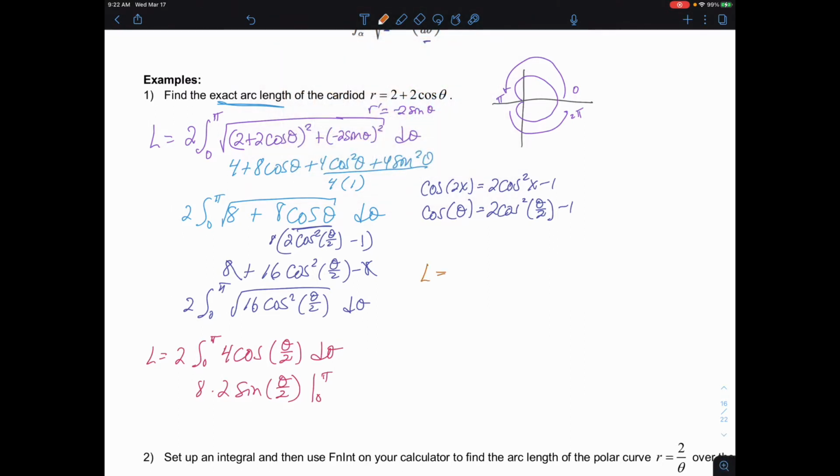So our arc length is equal to 16 times the sine of pi over 2 minus the sine of 0. So the sine of 0 is 0. The sine of pi over 2 is 1. So that's equal to 16. Well, that turned out to be a really nice arc length.